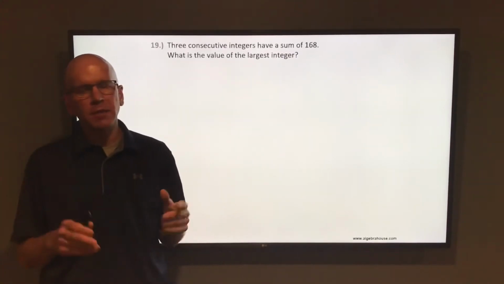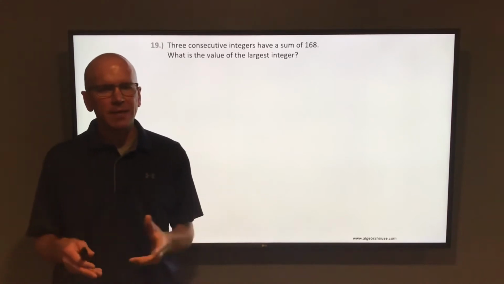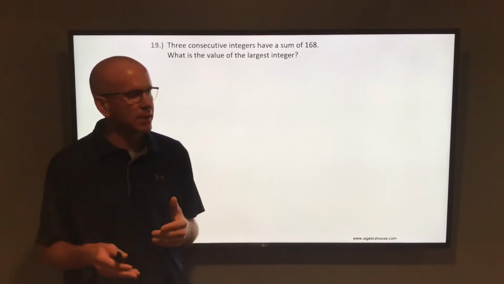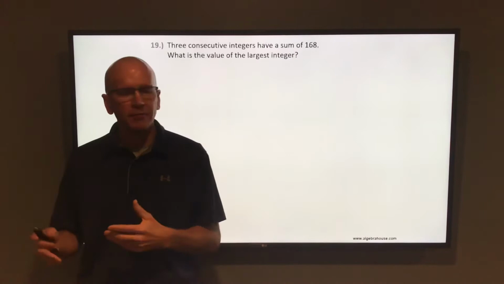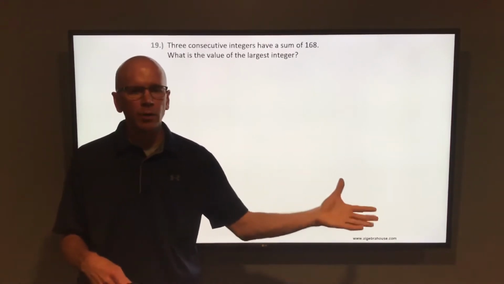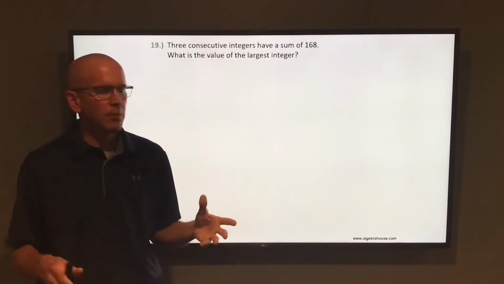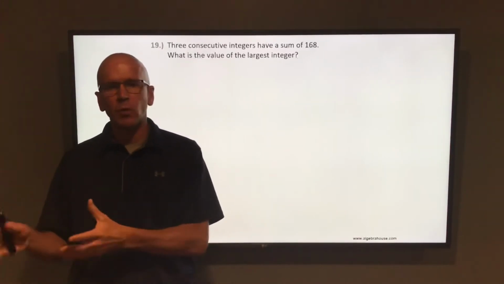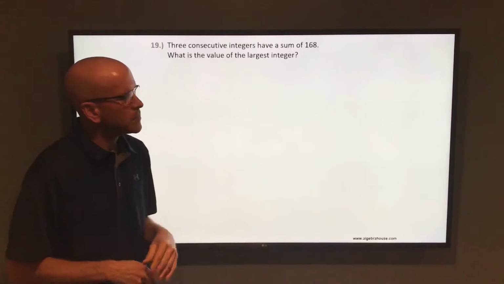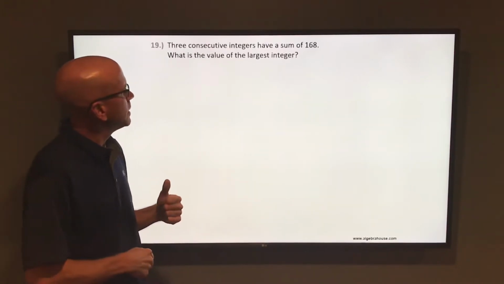Well, the first thing you need to know is, what does it mean by consecutive? Consecutive means in a row. So consecutive integers, an example would be 5, 6, 7, or 20, 21, 22. Those are examples of 3 consecutive integers. When a team wins consecutive championships, they win them years in a row. So consecutive means in a row.